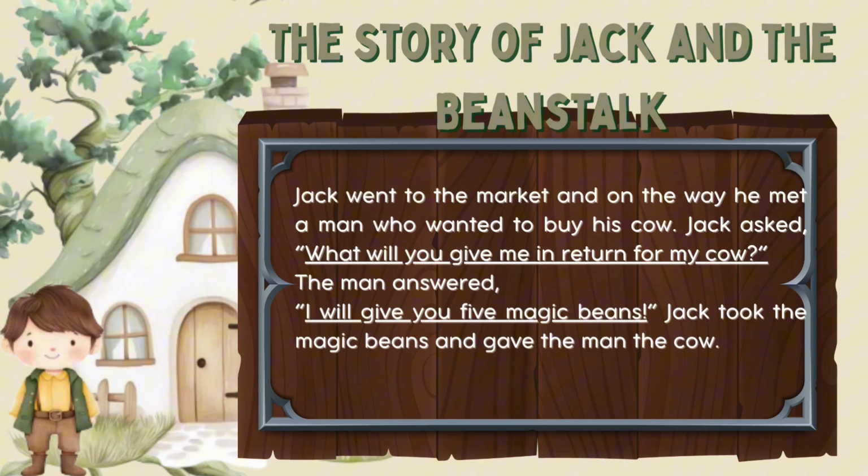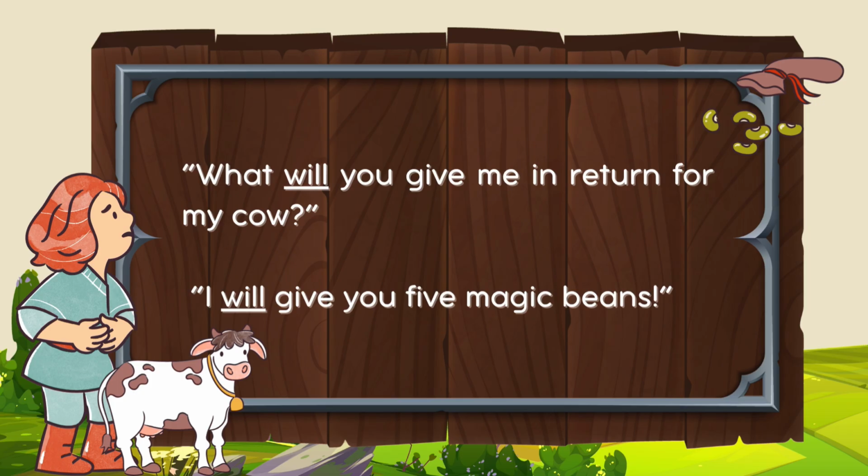Okay, look at this part of the story. Can you see the word I underline? Yes, it's will. We'll talk about what it means in a moment. Jack asks, "What will you give me in return for my cow?" And the man answers, "I will give you 5 magic beans."